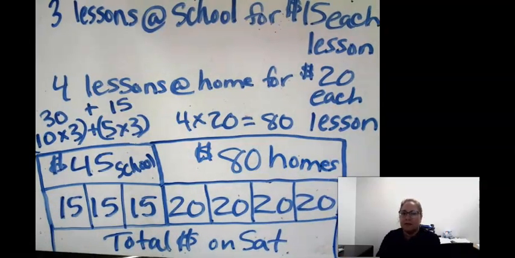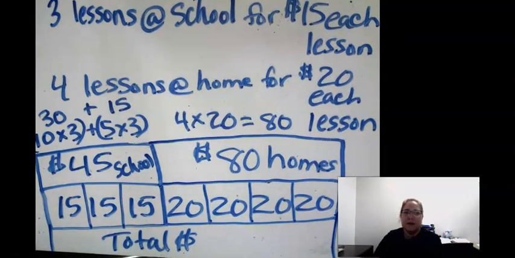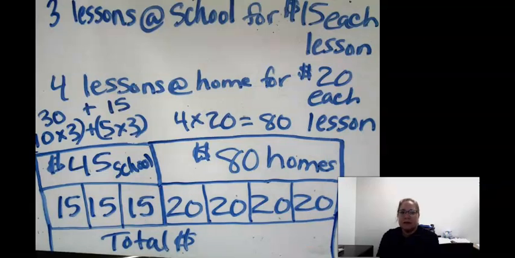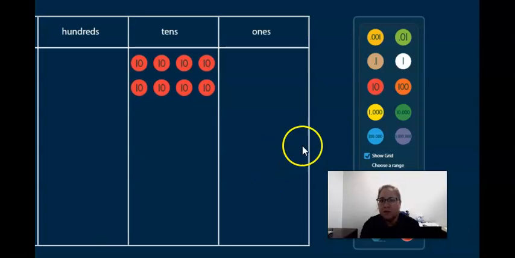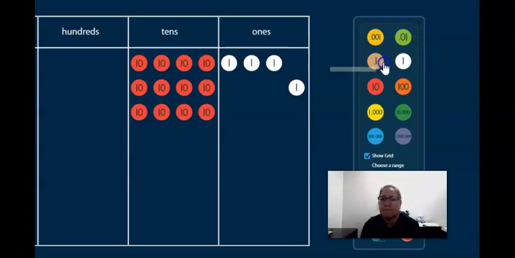Now we're going to combine those two numbers, 45 plus 80, and that's going to give us the total that he made on Saturday. What is 80 plus 45? So I have 80 and I'm adding 45 more. So 10, 20, 30, 40 and 5. 1, 2, 3, 4, 5.